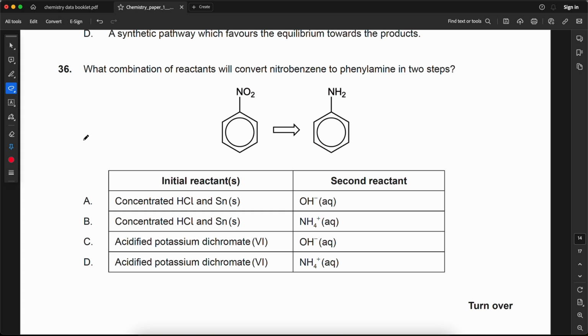What combination of reactants will convert nitrobenzene to phenylamine in two steps? You need Sn and concentrated HCl. Actually, we need heat as well, and NaOH. So there is OH here, OH and Sn.